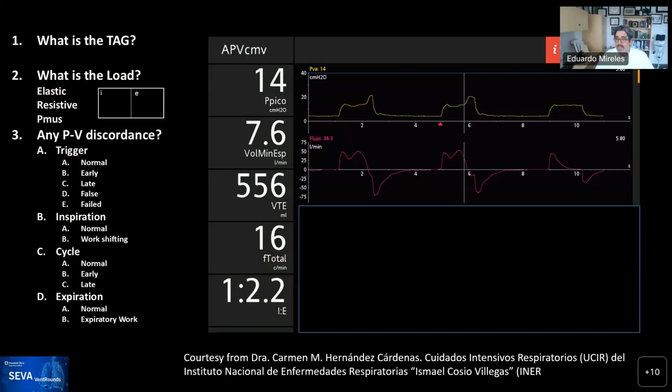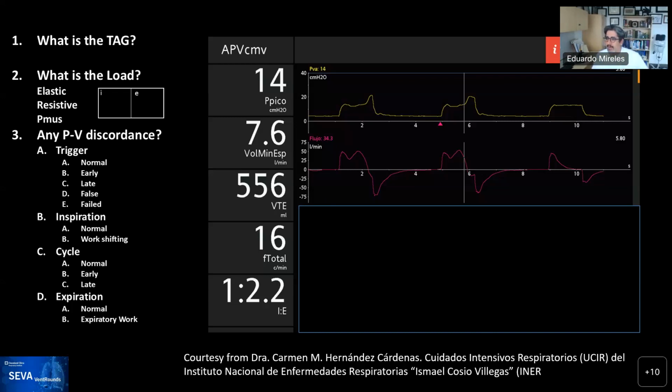So let's start with this, and in the chat, as you read it, and I have cheated a little bit by blocking a signal down here, I want you to train your eyes to see what is happening on the waveforms, and then we'll show you the truth. As usual, we start by defining what is the tag, then what is the load, and then what PV discordance do you see. So trigger, inspiration, cycle, expiration. In this case, there's no volume waveform, so we're skipping that.